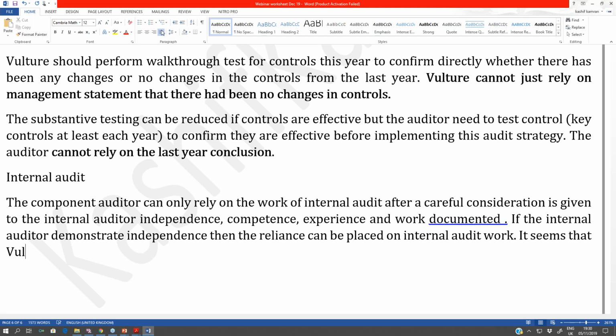It seems that Vulture is trying to place reliance without checking the internal auditor. So can I just rely on the internal auditor without checking him for his competence and experience and for his independence? It is like Vulture is trying to rely on the internal auditor without even checking the internal auditor. So I think Vulture is placing a wrong reliance. It could be that the internal auditor is not independent. How can I rely on him? It could be that the internal auditor is not competent, or not experienced, and I'm relying on him.